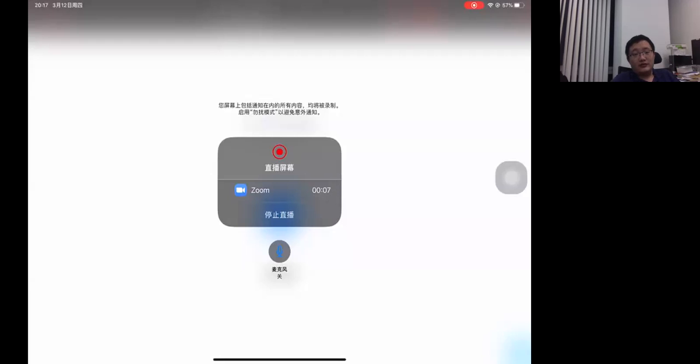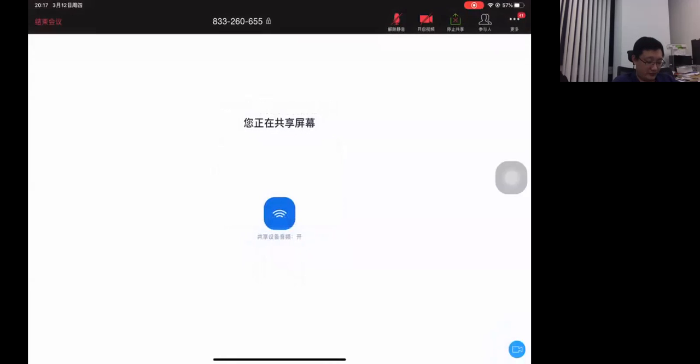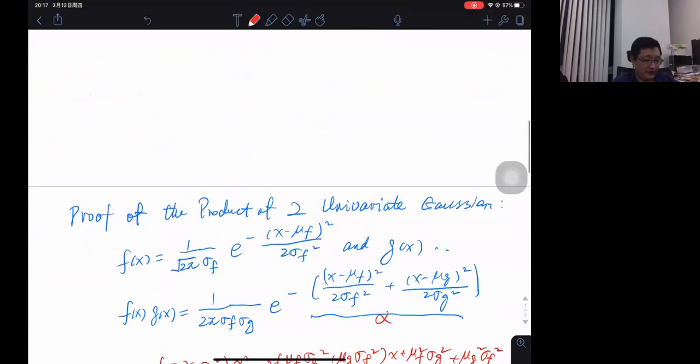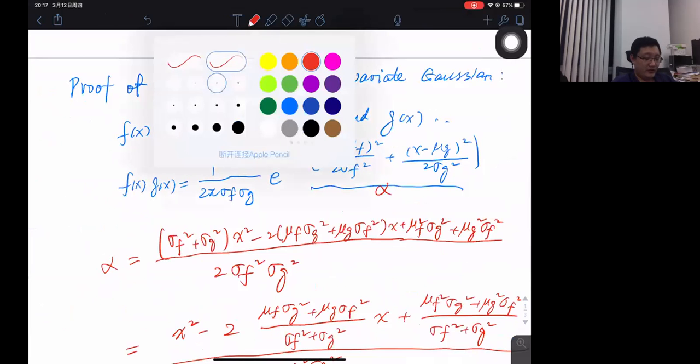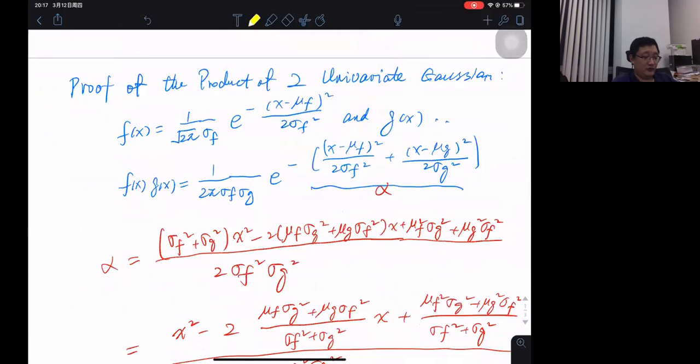So I try to get the complete proof from somewhere else. During the break, I wrote these equations. Because I want to show the product of two unary Gaussians, you have, again, a Gaussian, and then the sigma is smaller than any of the multipliers.